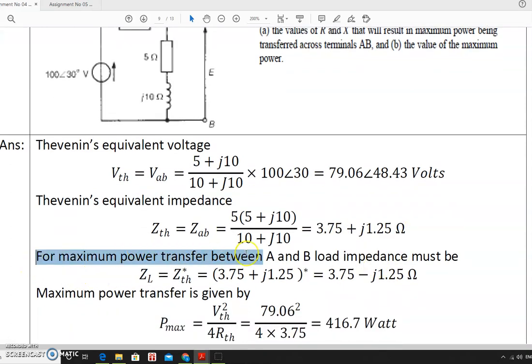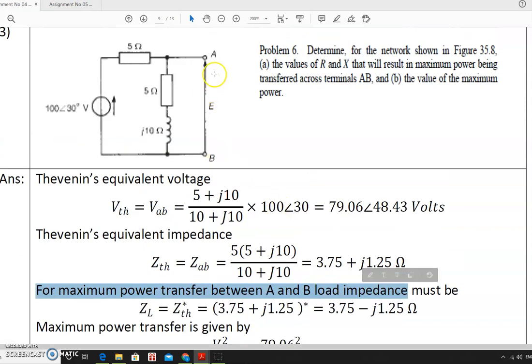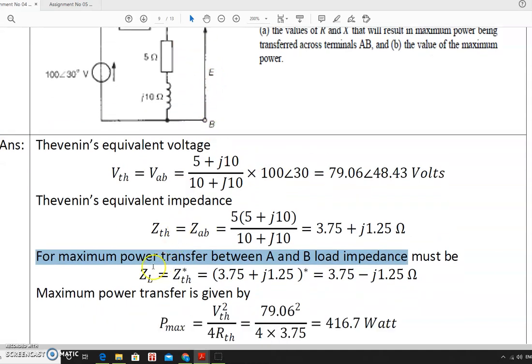But for maximum power transfer, what is the condition? The load between AB, that is ZL, must be the complex conjugate of the Thevenin's equivalent impedance. The Thevenin's equivalent impedance is 3.75 + j1.25. To take the conjugate, we have to change the sign of j. Previously it was plus j, now it should be minus j. So this should be the ZL which is connected.